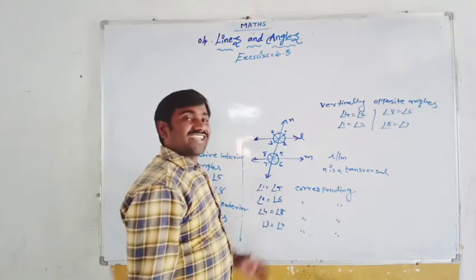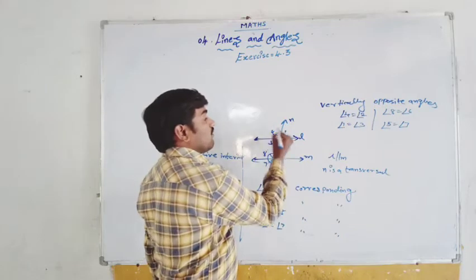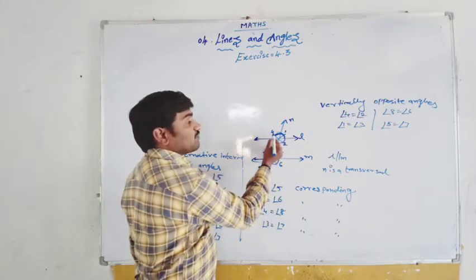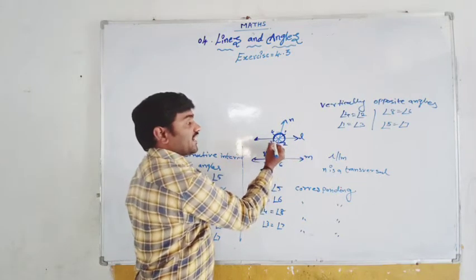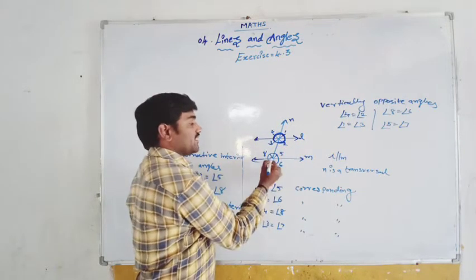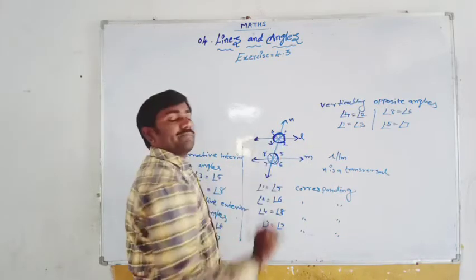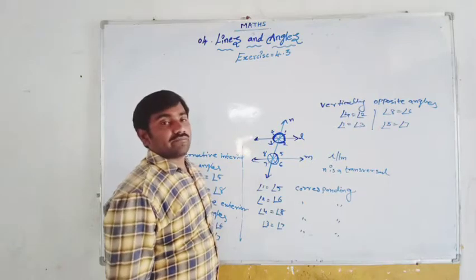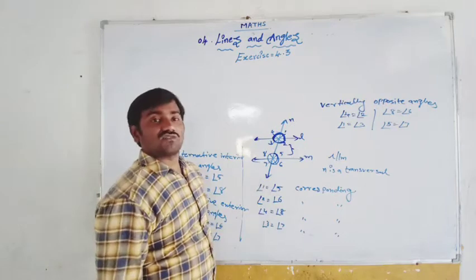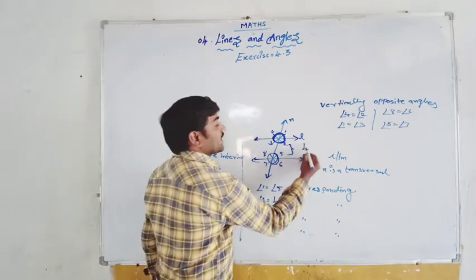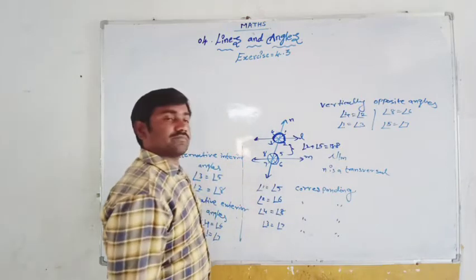Yes, these angles are equal, and the sum of any two adjacent angles equals 180 degrees. That means angle 1 plus angle 4 is 180, angle 1 plus angle 2 is 180, angle 3 plus angle 2 is 180, angle 5 plus angle 6 is 180. Wherever you get a semicircle, there you will get 180. And the sum of two adjacent angles on the same side of the transversal also gives 180 degrees. Here angle 2 plus angle 5 will be equal to 180 degrees.